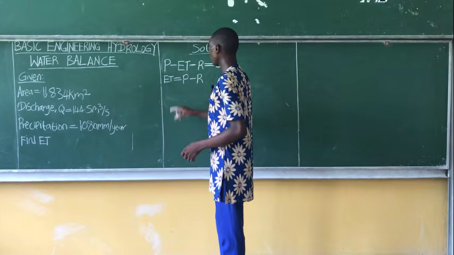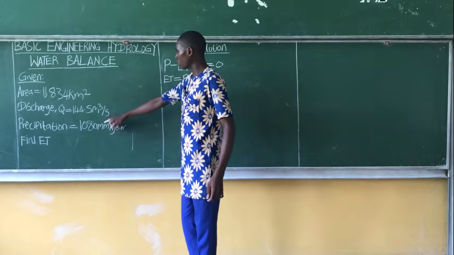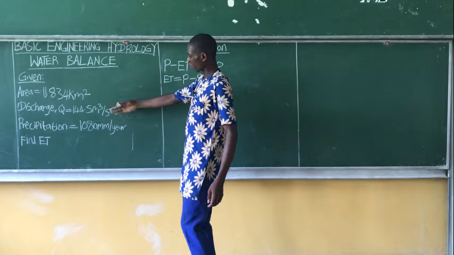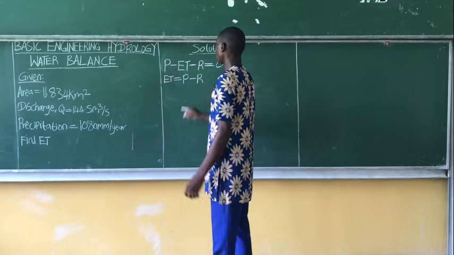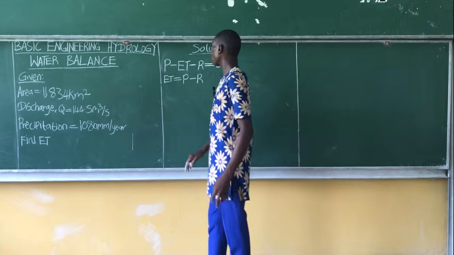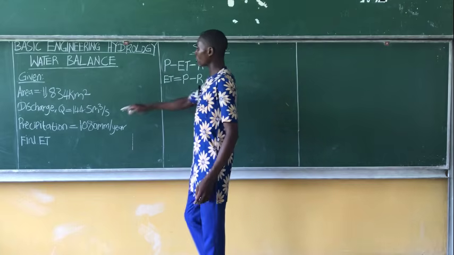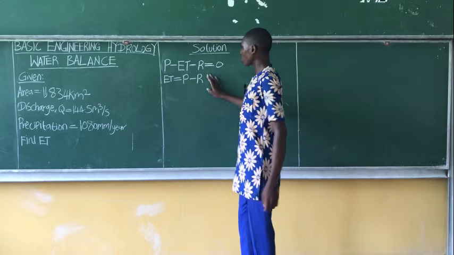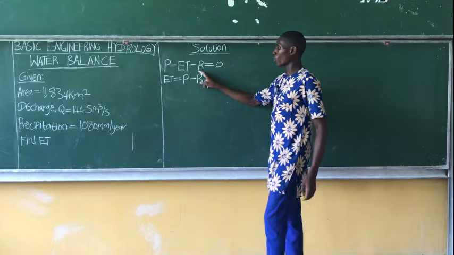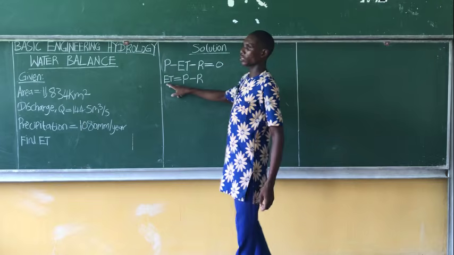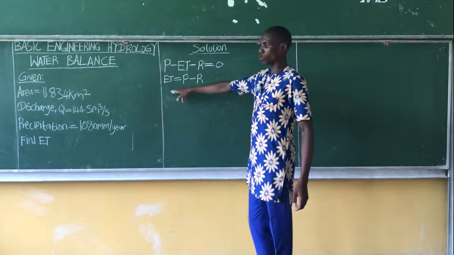Okay. Now, evapotranspiration is given in millimeters per year or millimeters per month and otherwise. Our precipitation is directly given in millimeters per year, but our runoff, which is our discharge, is given in meter cubes per second. So our task here is to get our runoff in millimeter per year, and that way we can directly get the value of our evapotranspiration.